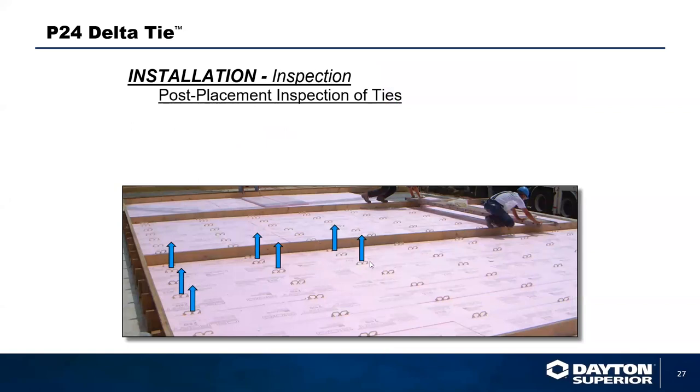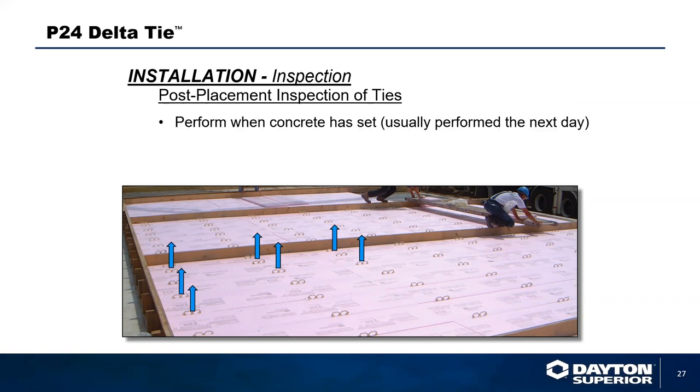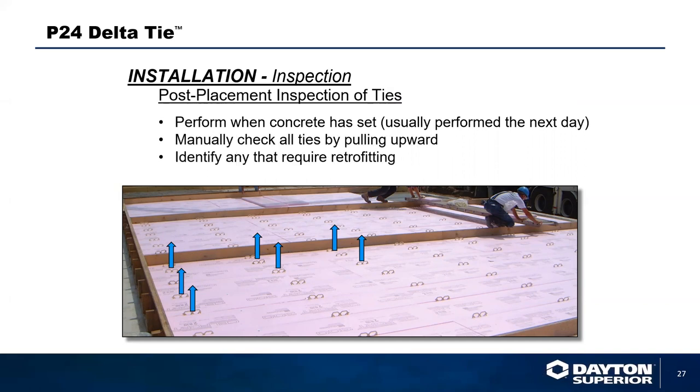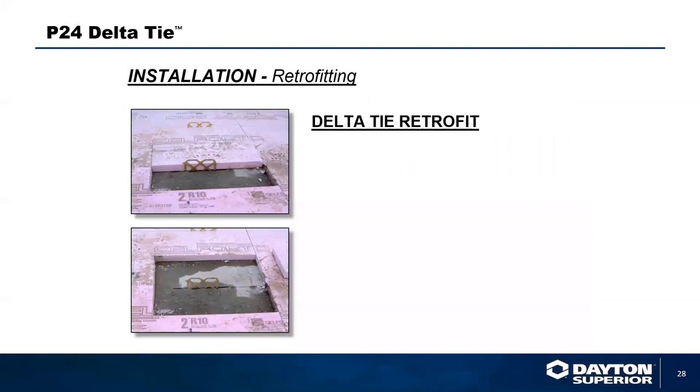The inspection process is relatively quick and easy. Once the delta tie is in and the concrete has had time to cure, you come back through and check all of the delta ties with a hook. Basically, it looks like a fish scale with a little hook on the end that goes underneath the delta tie. You just pull it up to make sure you reach the embed strength.